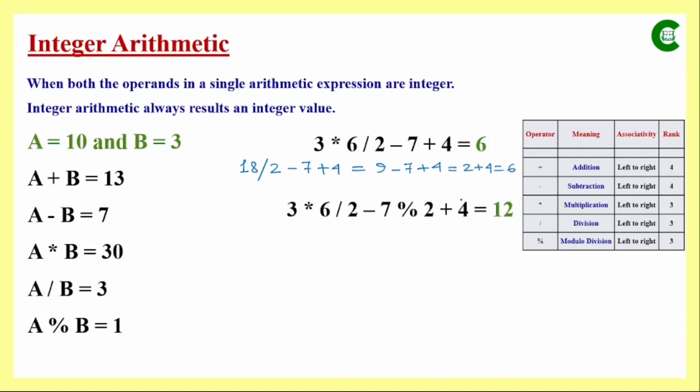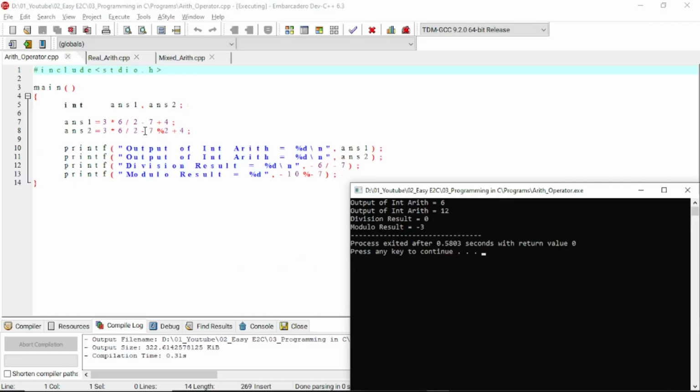Then we will take another example where again we have 5 operands that integer arithmetic supports, so finally it will be 12. Now this is a simple C program where we are executing both the expressions that we have seen just now, and then we are printing their results. So as you can see, the output of the first expression is 6, that we have manually done, and the output of the second expression, the result is 12. So that also we have manually solved.